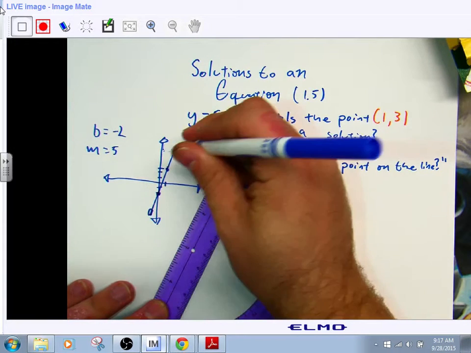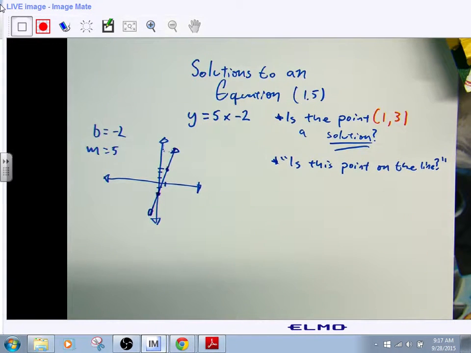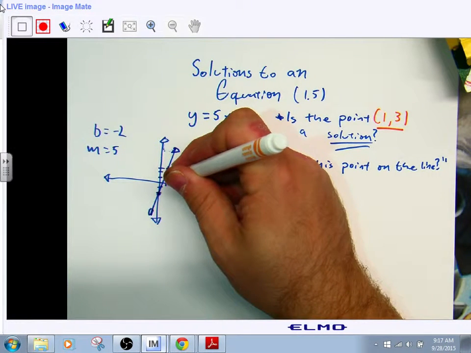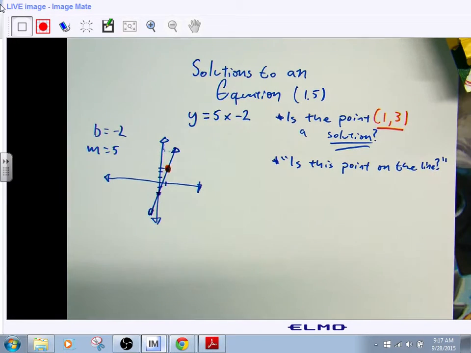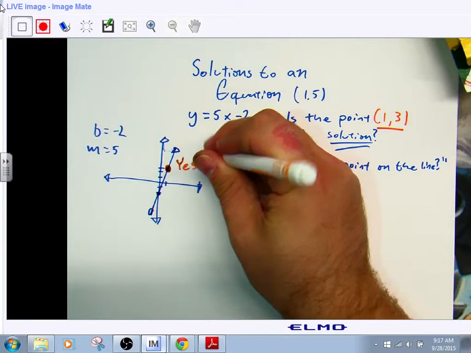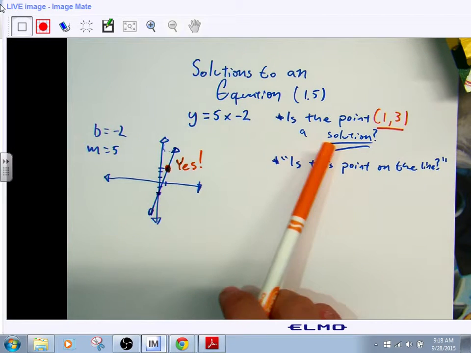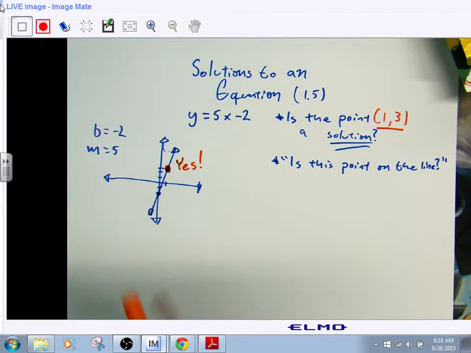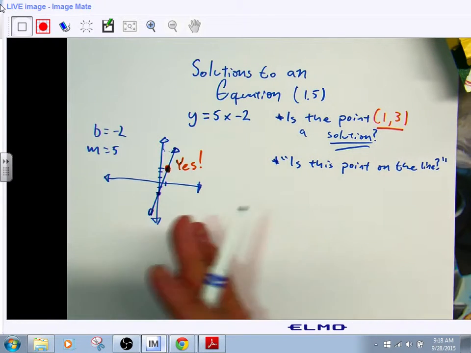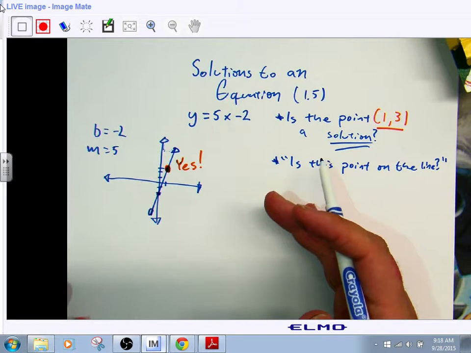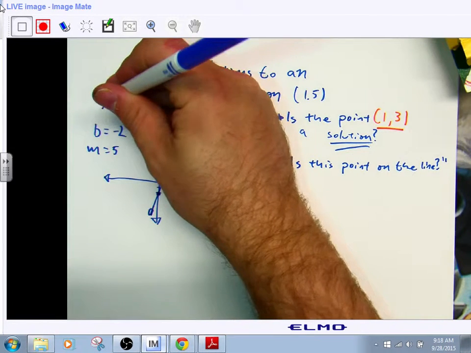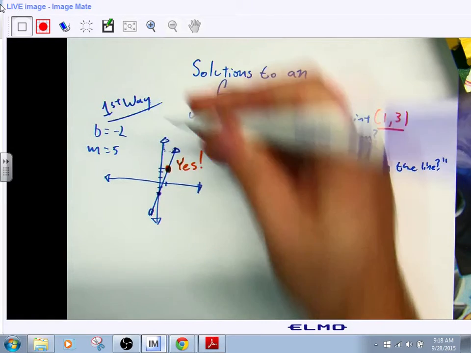I make my arrowheads. And then I check to see, is the point 1, 3 on the line? And so I go over 1 on my x, I go up 3, and it's right there. And I can see, as long as my lines are neat and clear, that yes, it is on the line there. I can see for sure that it's on the line. So that means it is a solution. 1, 3 is a point on that line. Now maybe I'll give you the same question, but I won't give you a place to graph it. I'm going to ask you to do it algebraically. So this is the first way. Here's the second way to solve it.